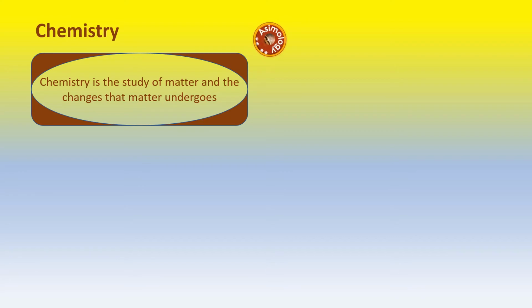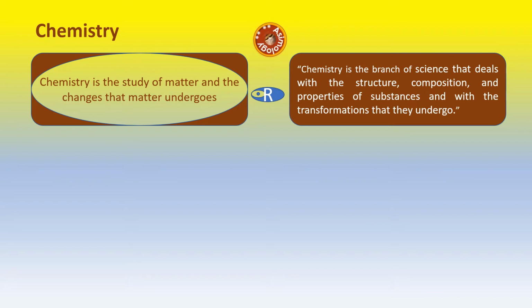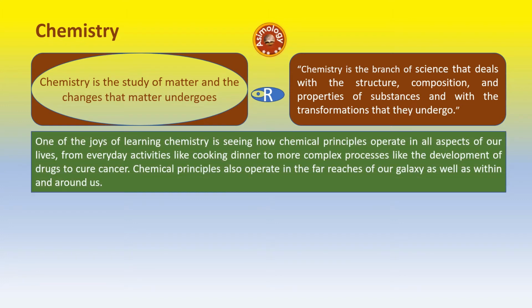How do we define chemistry? Chemistry is the study of matter and the changes that matter undergoes. Or chemistry is the branch of science that deals with the structure, composition, and properties of substances and with the transformations that they undergo. One of the joys of learning chemistry is seeing how chemical principles operate in all aspects of our lives, from everyday activities like cooking dinner to more complex processes like the development of drugs to cure cancer. Chemical principles also operate in the far reaches of our galaxy as well as within and around us.